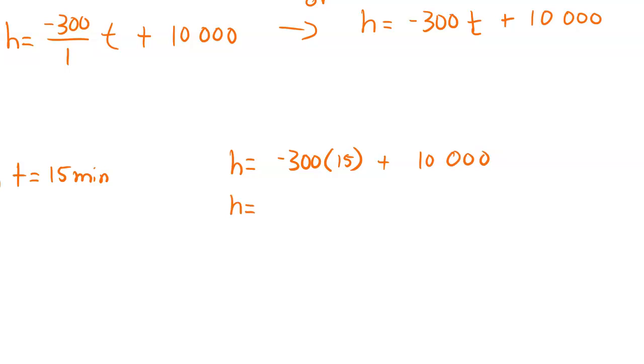H equals negative 300 multiplied by 15, which is going to give you negative 4,500, plus 10,000. Take this further, h equals, so your height equals 5,500 meters, because that's what we're measuring our height in. So we're at a height of 5,500 meters after 15 minutes.